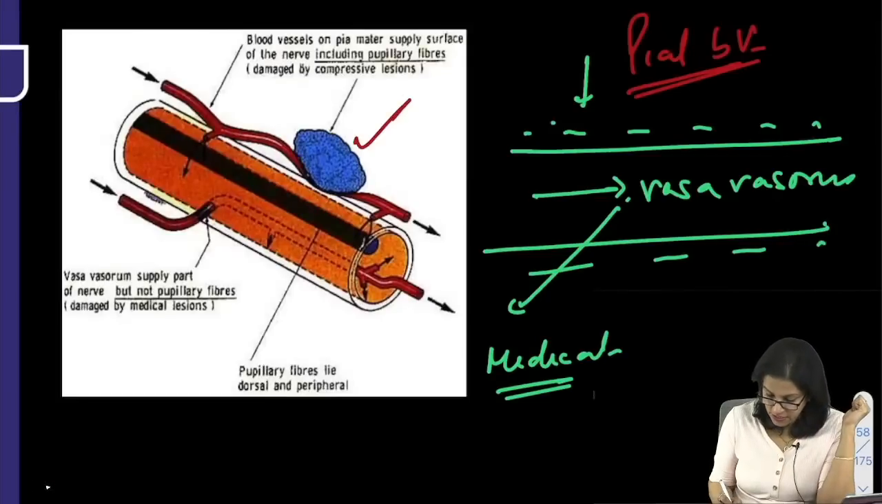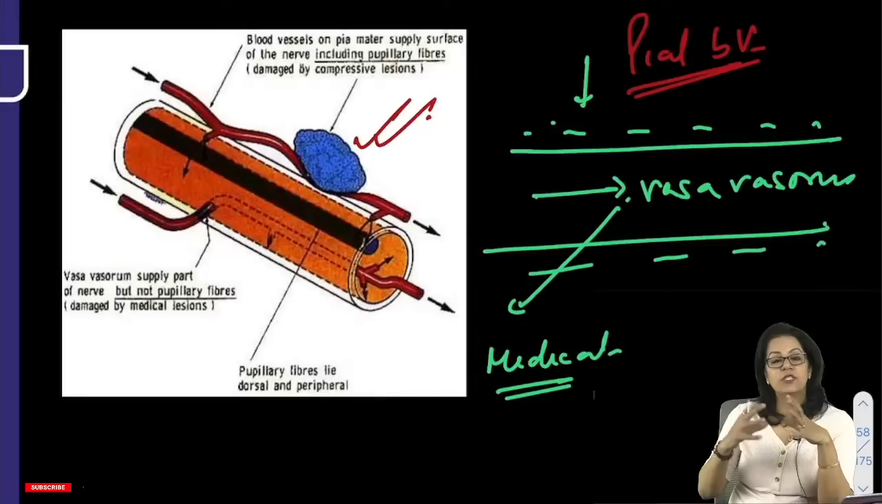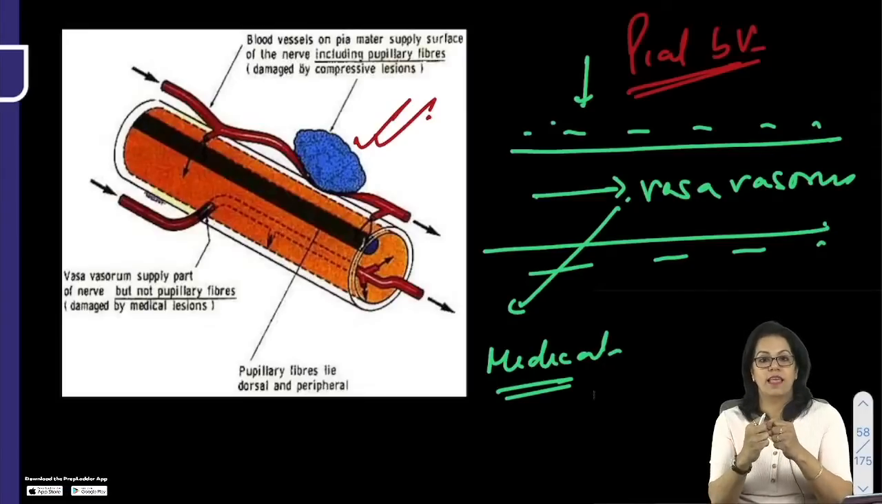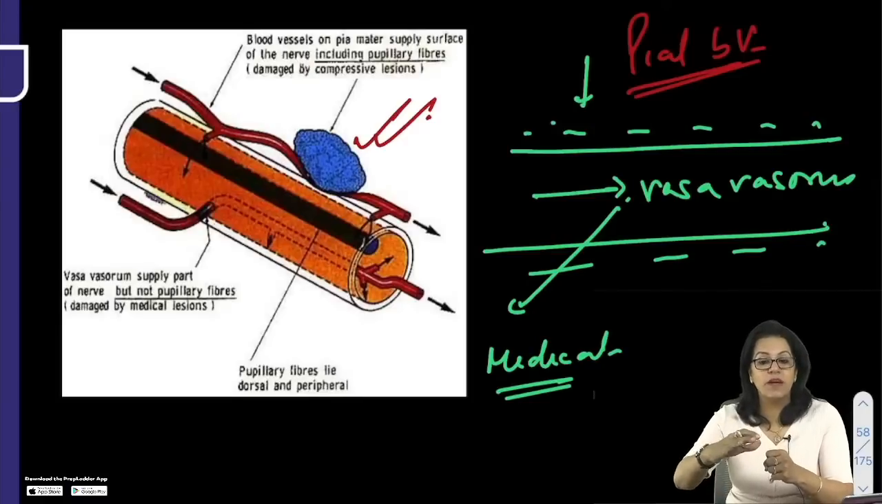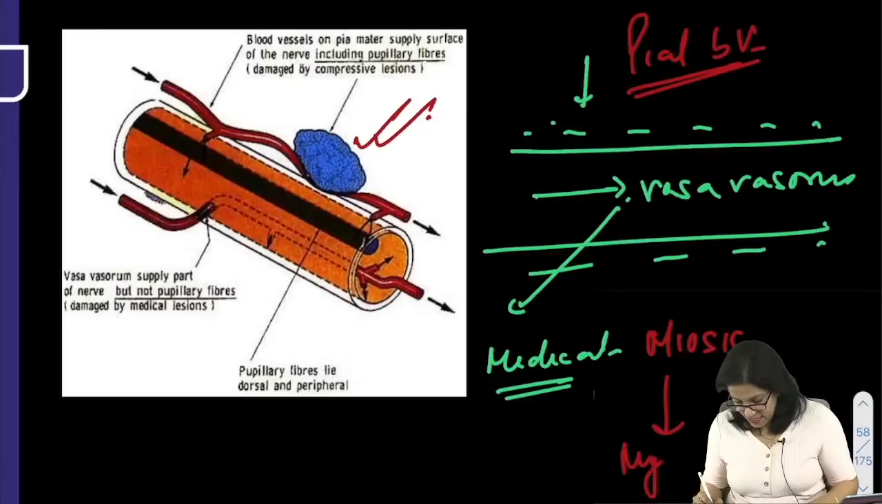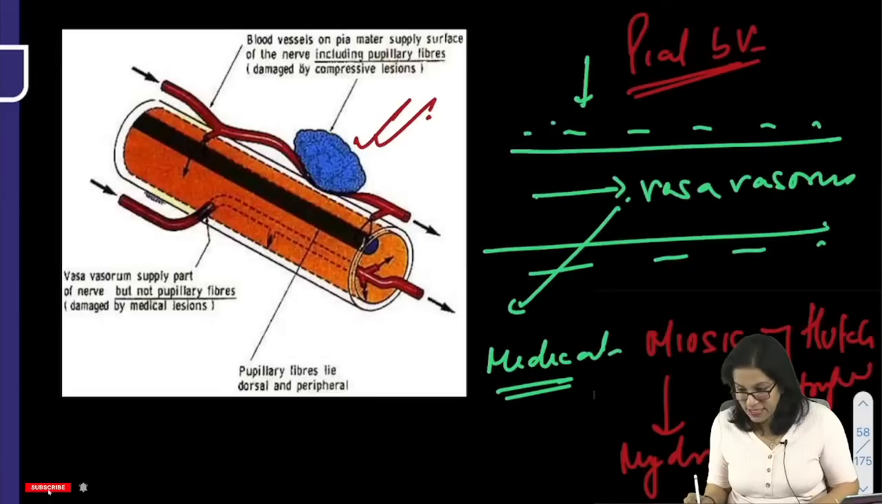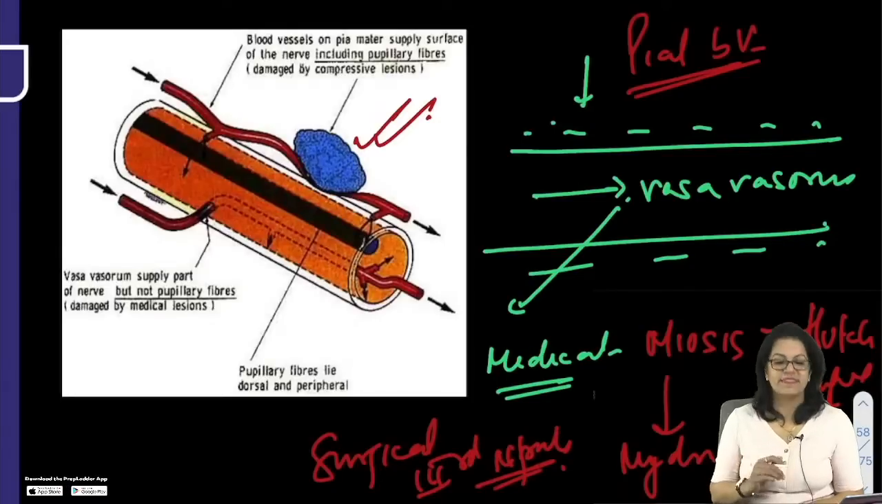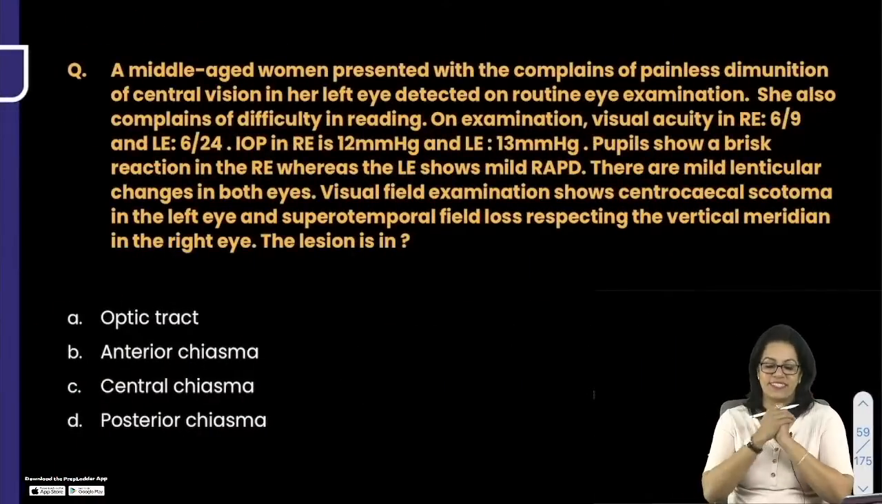Suppose there is a surgical cause, as you can see there is a lesion here. Whenever there is any surgical cause, what happens? Initially there is an irritation of the pupillary fibers and there is miosis. And constant pressure there damages the pupillary fibers and later there is mydriasis. So this miosis followed by mydriasis is what is Hutchinson's pupil. Got it? So Hutchinson's pupil is mainly a feature of surgical third nerve palsy. It is surgical third nerve palsy. Okay?